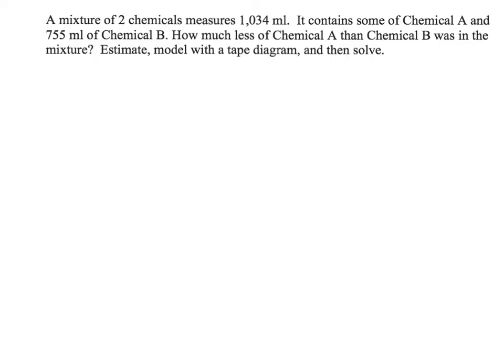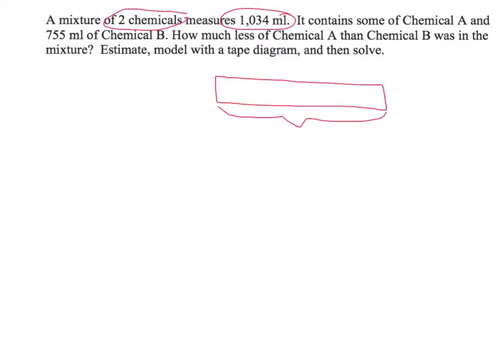So here we go. Alright, so I know that I have a total of two chemicals, and that total is 1,034. So I'm going to draw my tape diagram first, because I want to model the words with a picture to make it easier to understand. I know that this is 1,034, and it's made up of 2 chemicals. That's what that sentence just told me. Here's my picture to go with it. It contains some of chemical A. So we don't know how much chemical A is. This side right here will just be labeled chemical A. And 755 milliliters of chemical B.